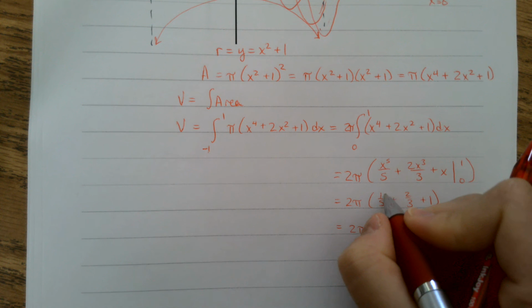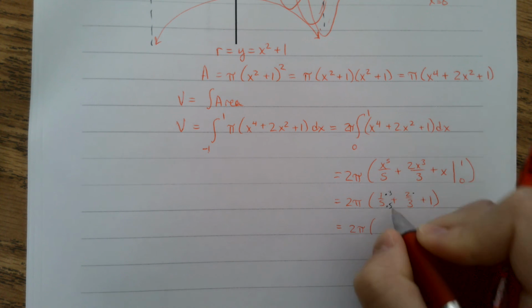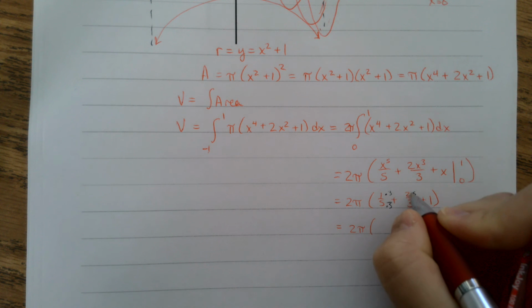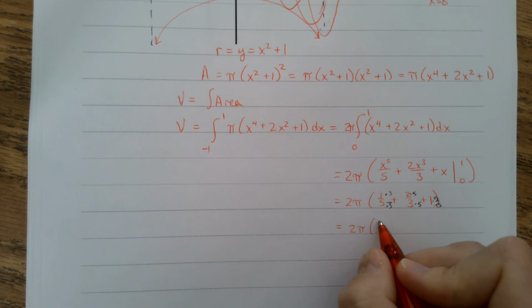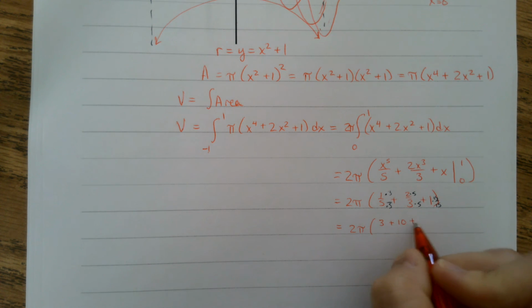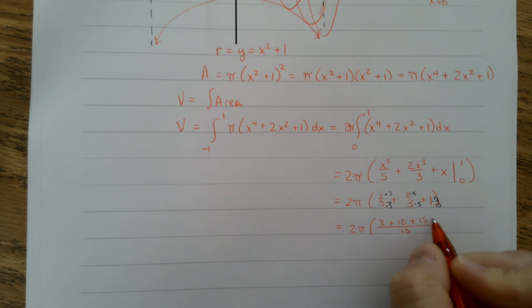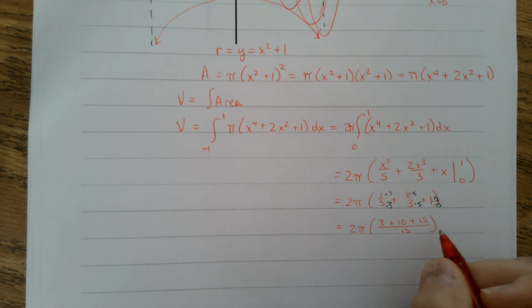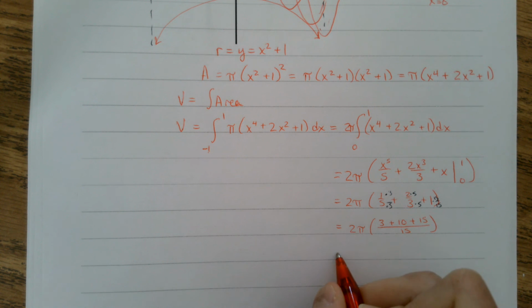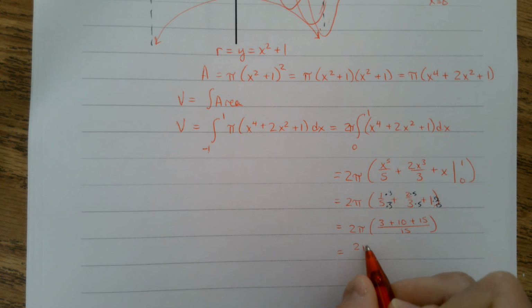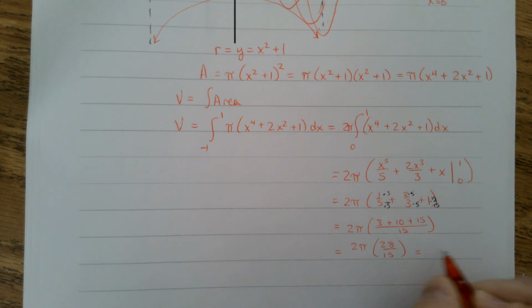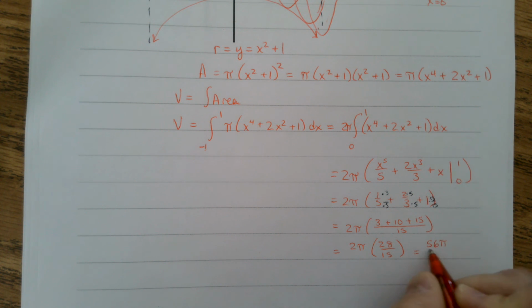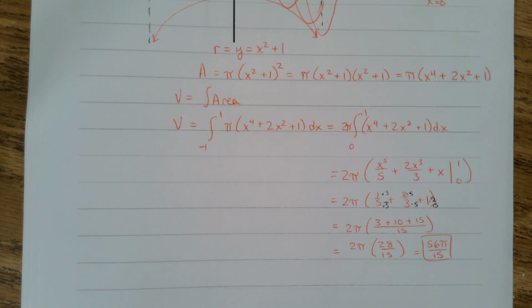2 pi. All right, let's hit this with a 3. Let's hit this with a 5. And let's hit this with a 15. All right, so we've got 3 plus 10 plus 15 all over 15. 3 plus 10 plus 15 is what, 28? So we've got 2 pi times 28 over 15, which gets me 56 pi over 15. All right. There we go.